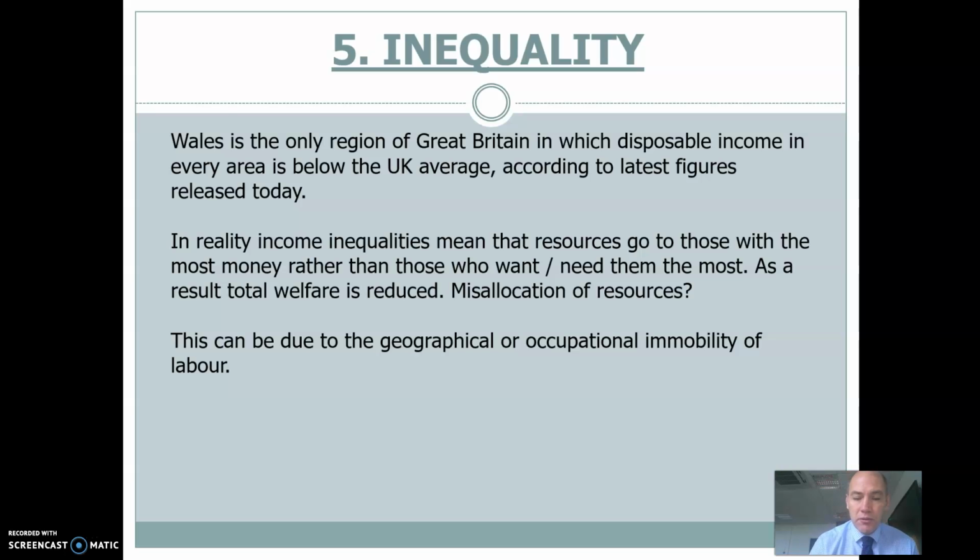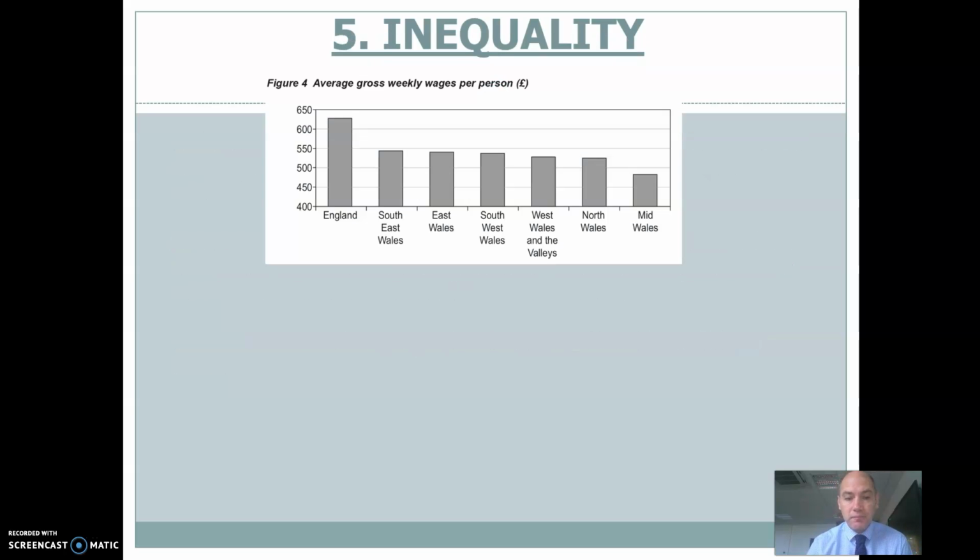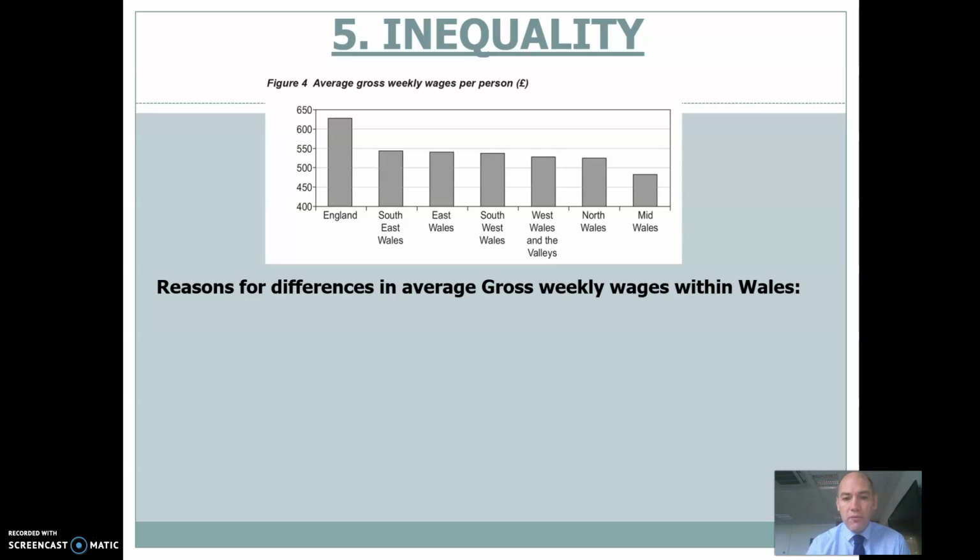This can be due to people not wanting to move around the country. They tend to want to stay close to family, so geographical immobility. Or perhaps it's because they haven't got the skills to move between occupations and move to where there is better pay. Just in terms of what this looks like, in terms of Wales compared to England, have a look at the average gross weekly wages per person. Have a look at where we live in South East Wales compared to the English average.